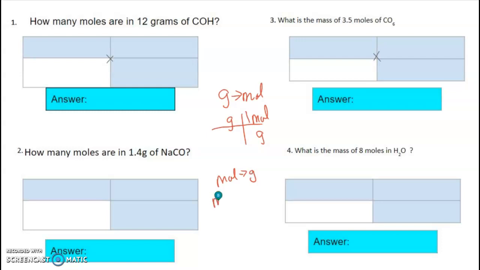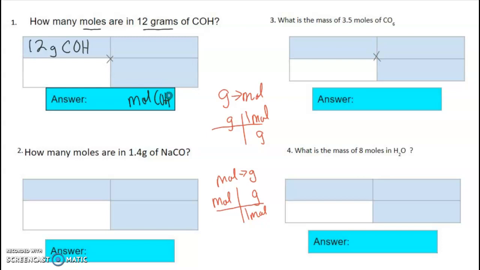We're going to start with moles on top. That means our 1 mole is going to go on bottom and grams are on top because we want to end with grams. So let's look at the first one. It says how many moles are in 12 grams of COH? Since it says 12 grams of COH, that's our given. So we're going to start with that in our first box, 12 g of COH. And we want to know how many moles, so that means our answer is going to be in moles.